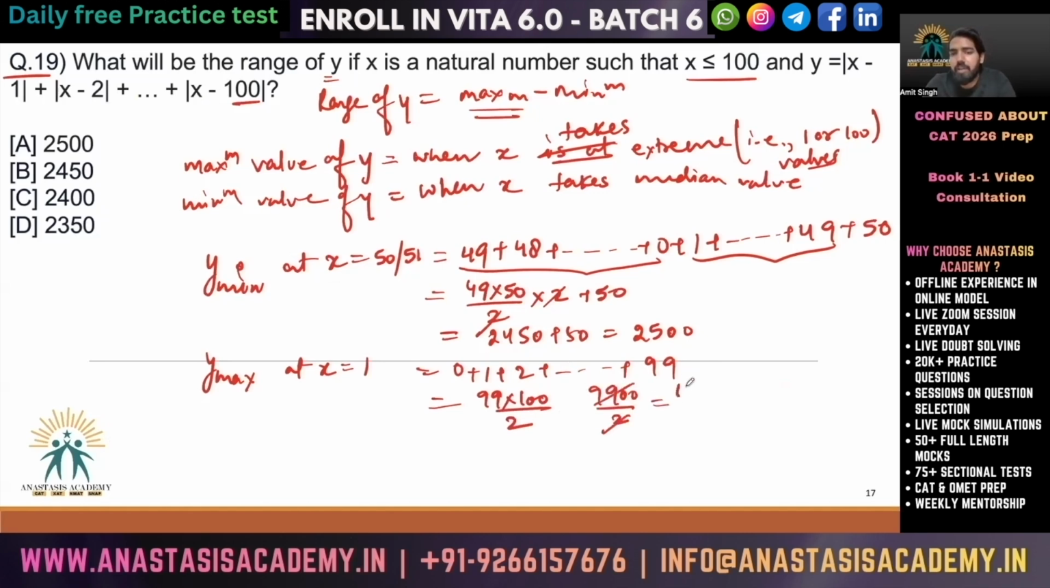And that is 4950. What is the range of y? Range of y would be the difference of these values, which is 4950 minus 2500. So that would be equal to 2450, right? So 2450 would be the range of y.